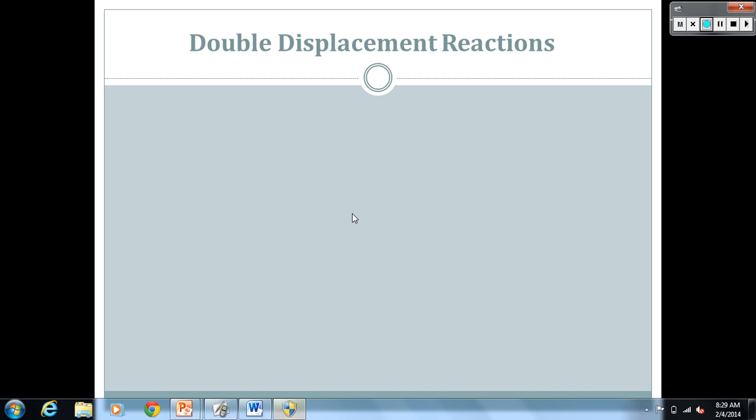So now we can look at double displacement reactions. I may have just said that, but I had to pause for passing time because there were bells ringing.